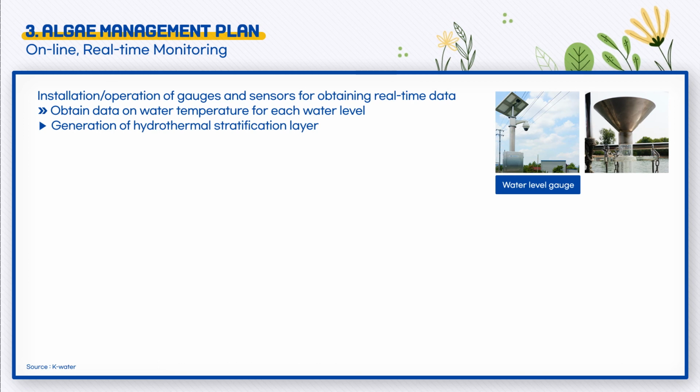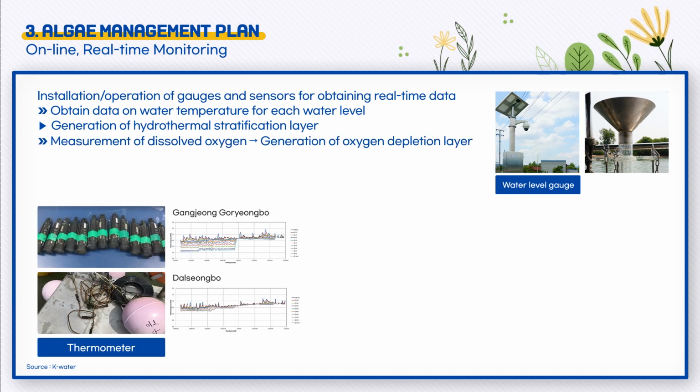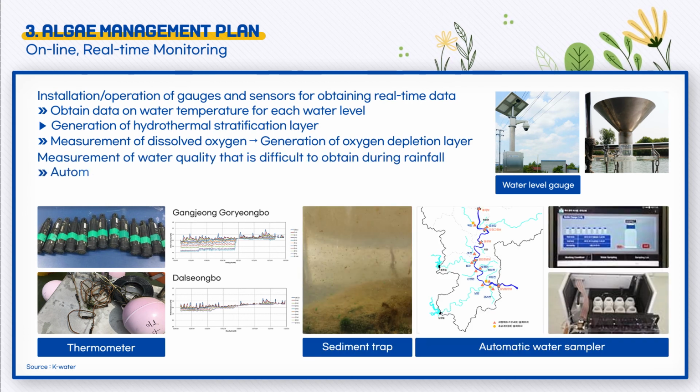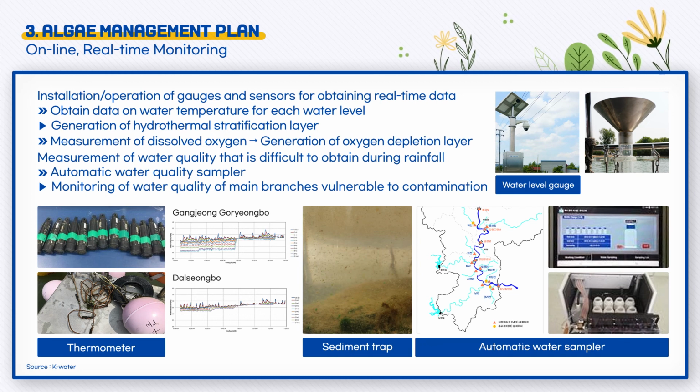In addition, to rapidly obtain more precise data, online real-time analyses are conducted. Various types of devices are installed and operated in order to obtain real-time data, such as data on the water temperature for each water level to determine the generation of a hydrothermal stratification layer and a measurement of dissolved oxygen to determine the generation of an oxygen depletion layer. Furthermore, to determine water quality, which is difficult to obtain during rainfall events, the water quality of the main branches vulnerable to contamination is monitored by installing an automatic water quality sampler.